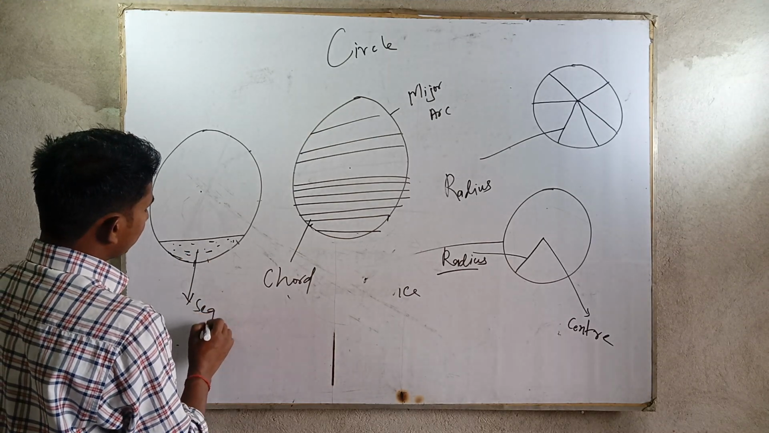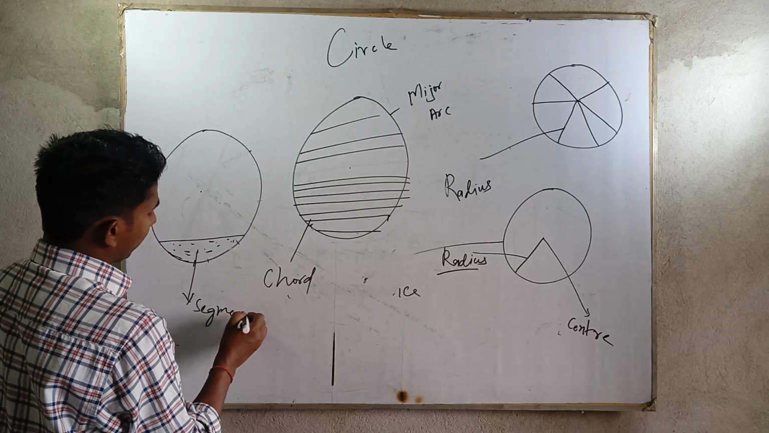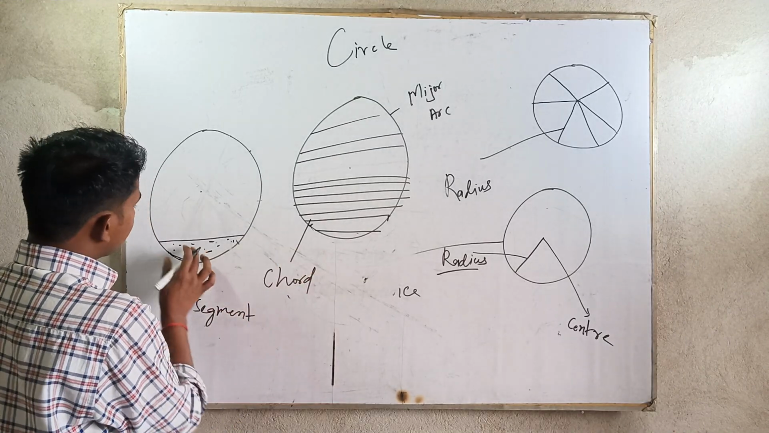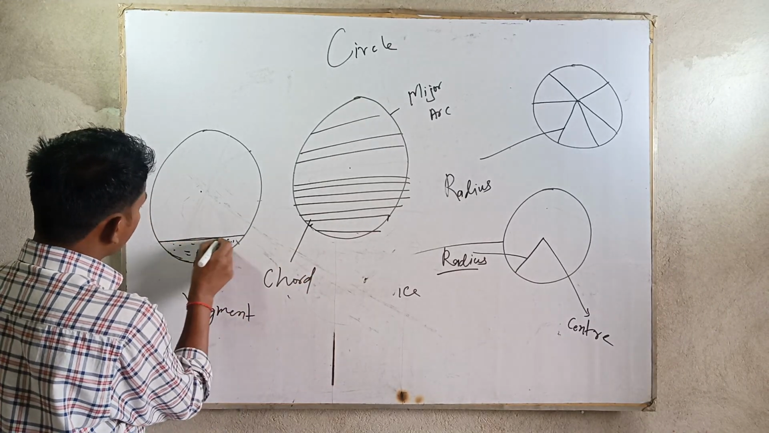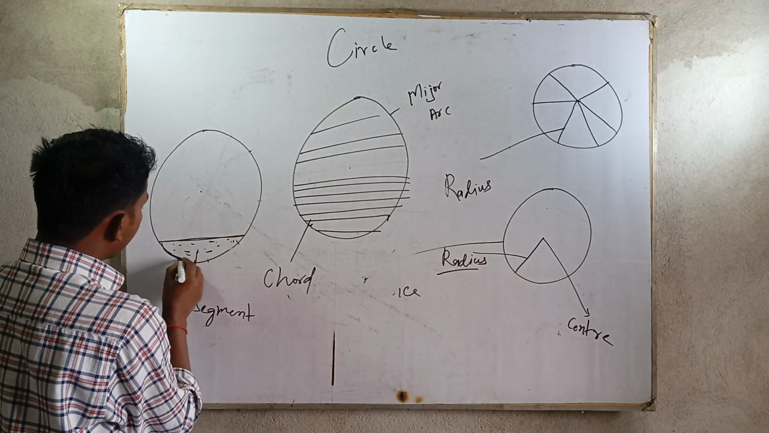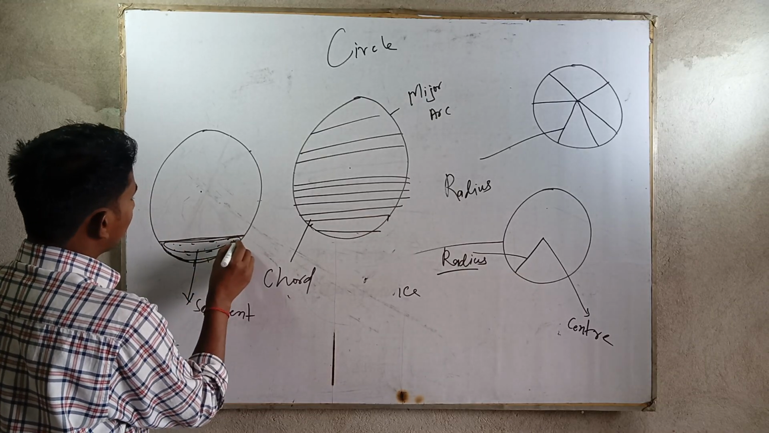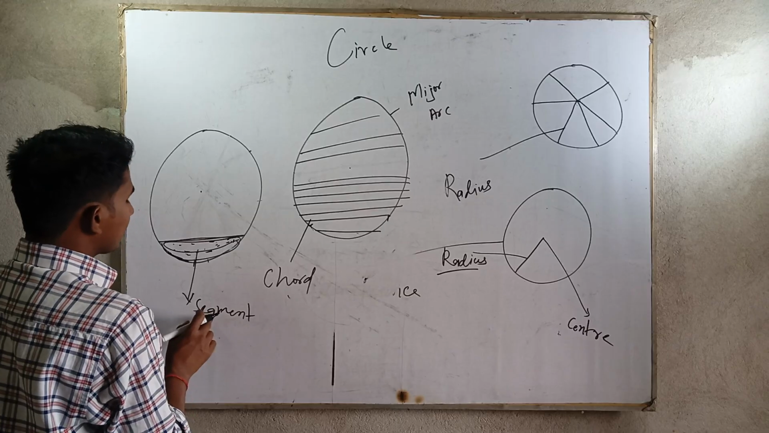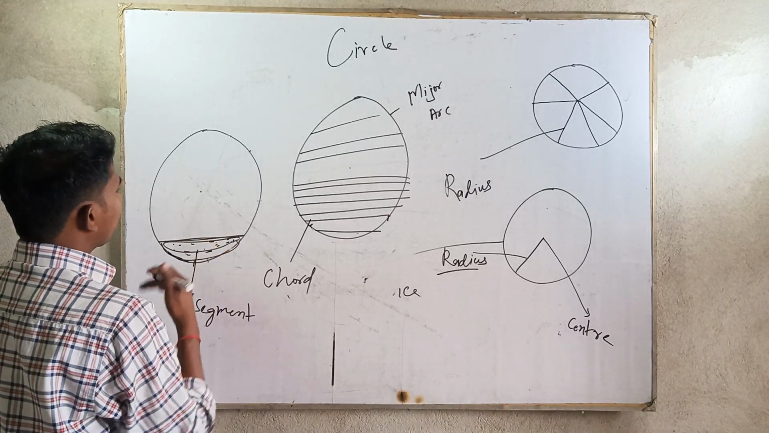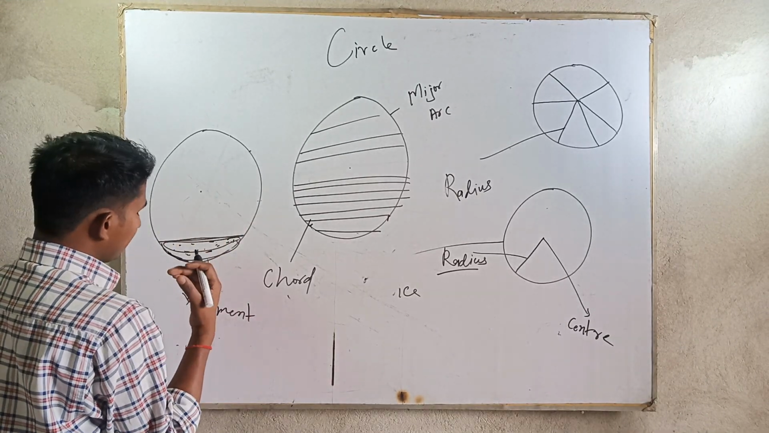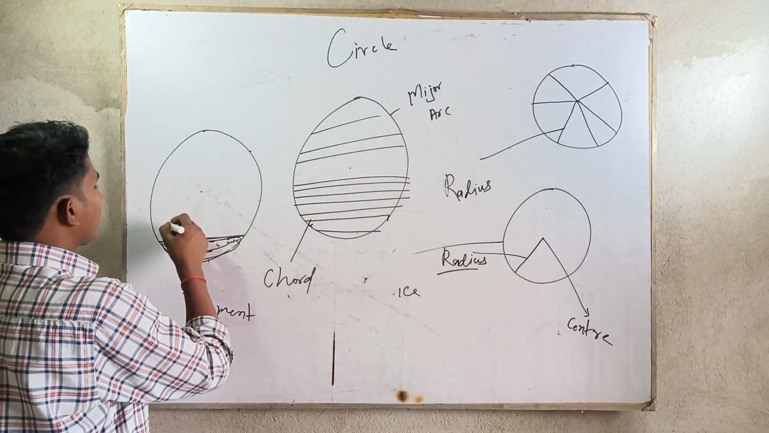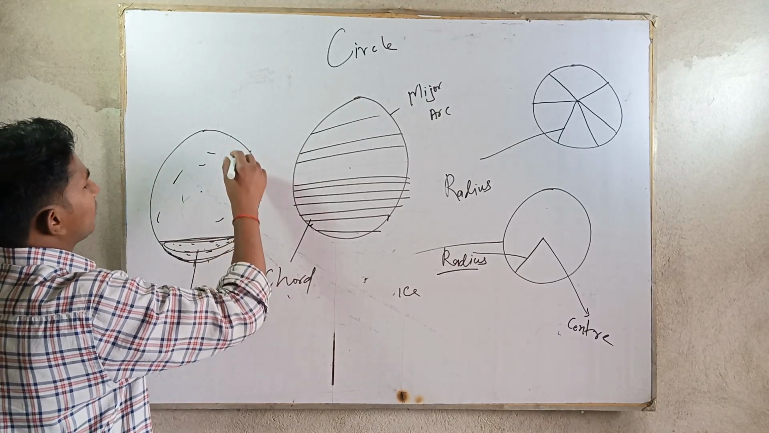This part is called a segment. This is a line. This line is called a chord, and the area of this part is called a sector. Segment: a small segment is the minor segment, and this one is the large segment.